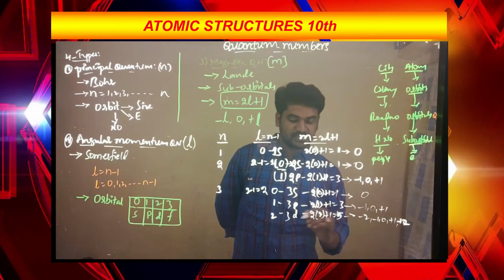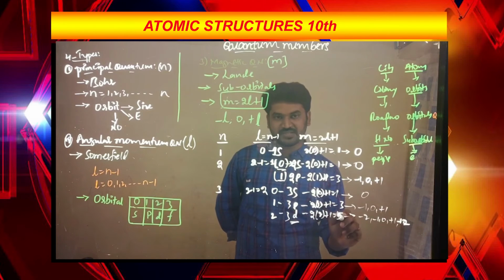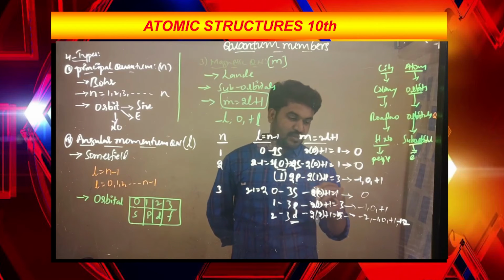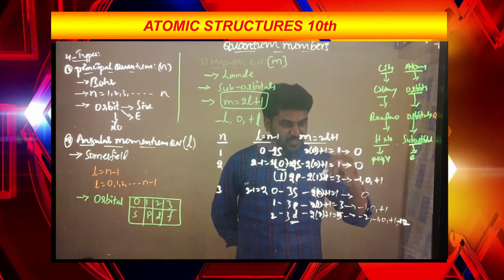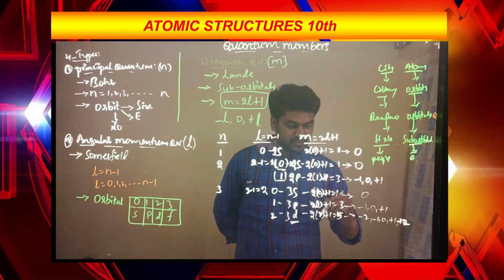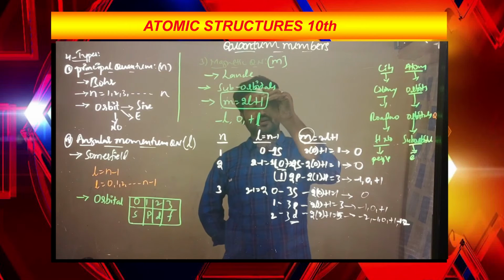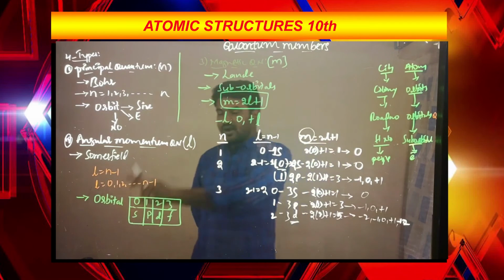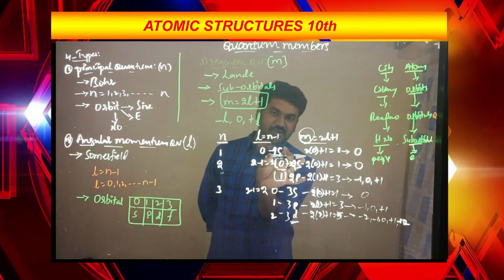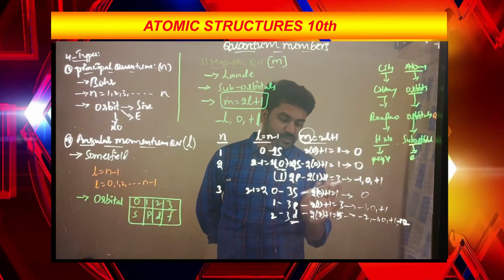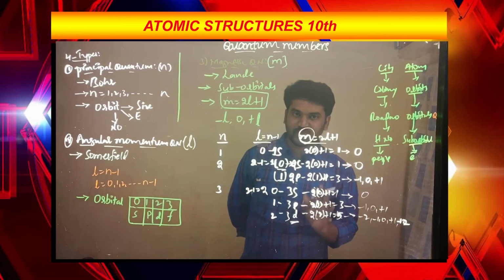That means in a d orbital, 5 suborbitals are there. In a p orbital, 3 suborbitals are there. In s orbital, 1 suborbital is there. These values 1, 3, 5 we are getting, no? These are the m values. M means what? Suborbitals, which are present in the orbitals. S orbital, 1 suborbital. P, 3 suborbitals. D, 5 suborbitals. Okay. Right.